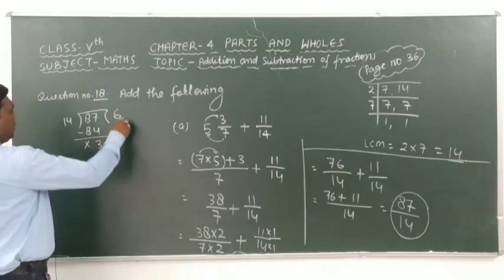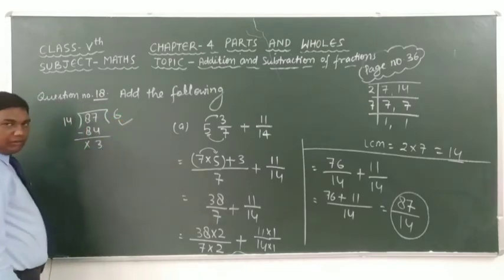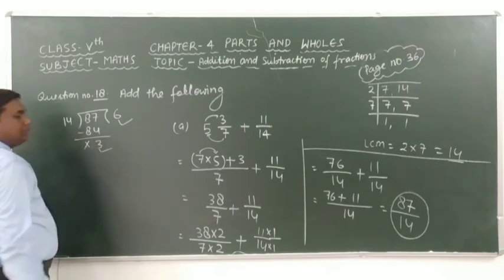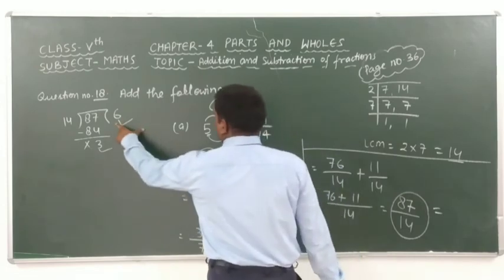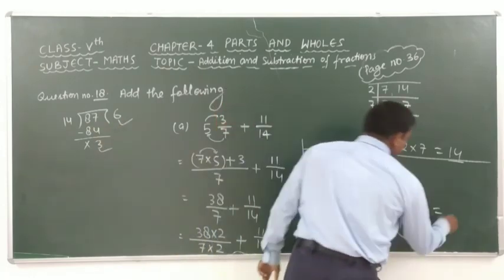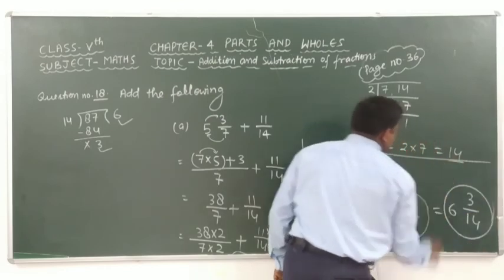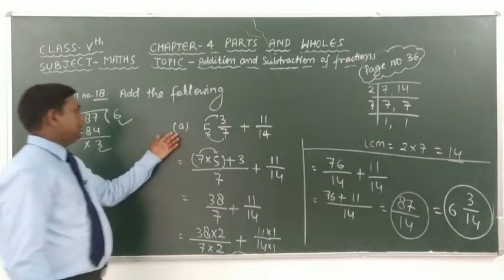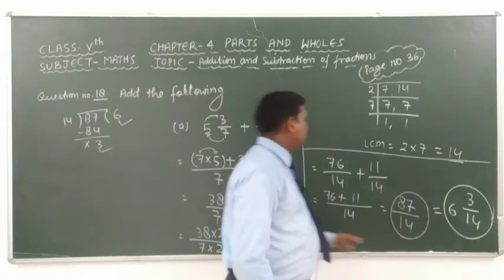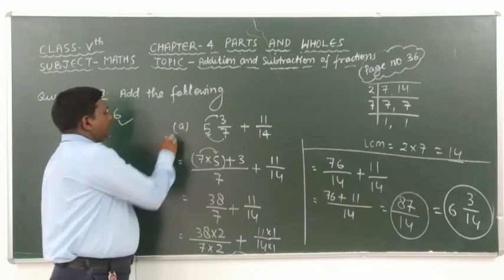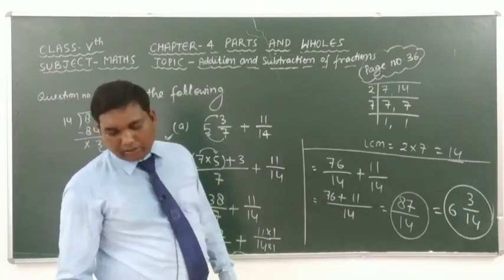Look here carefully. After solving these we get 6 as quotient and 3 as remainder. Therefore we can write 6 whole 3 over 14. 6 whole 3 over 14. This is the answer of this question. It means this is the solution of this question. If any student has a doubt in this question, please ask me on my personal WhatsApp number.